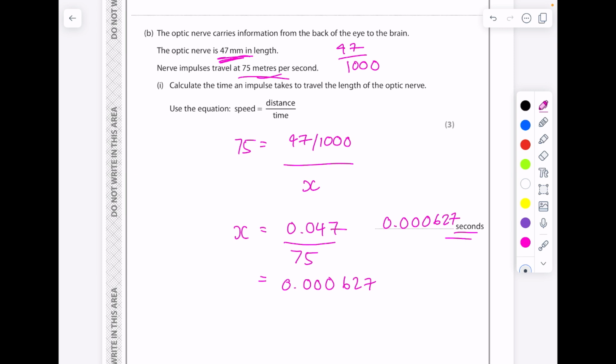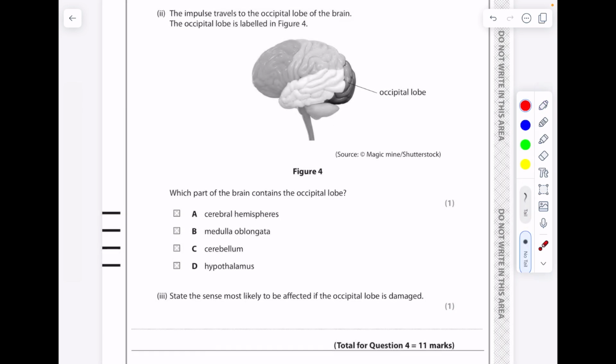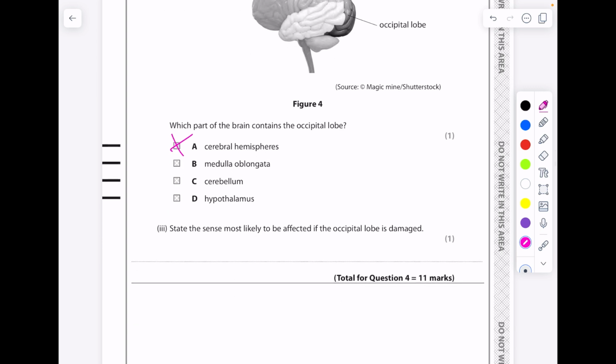The impulse travels to the occipital lobe of the brain. The occipital lobe is labelled in figure 4. Which part of the brain contains the occipital lobe? Use the diagram to help you. It is A, the cerebral hemispheres. State the sense most likely to be affected. If the occipital lobe is damaged, it's going to be your vision.